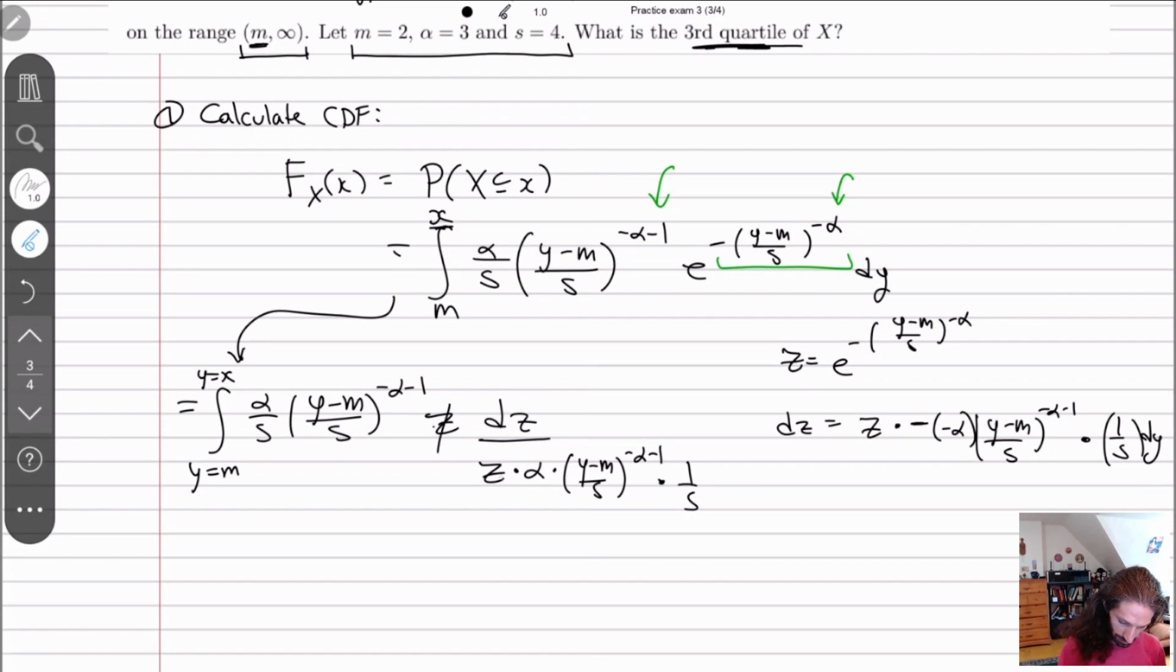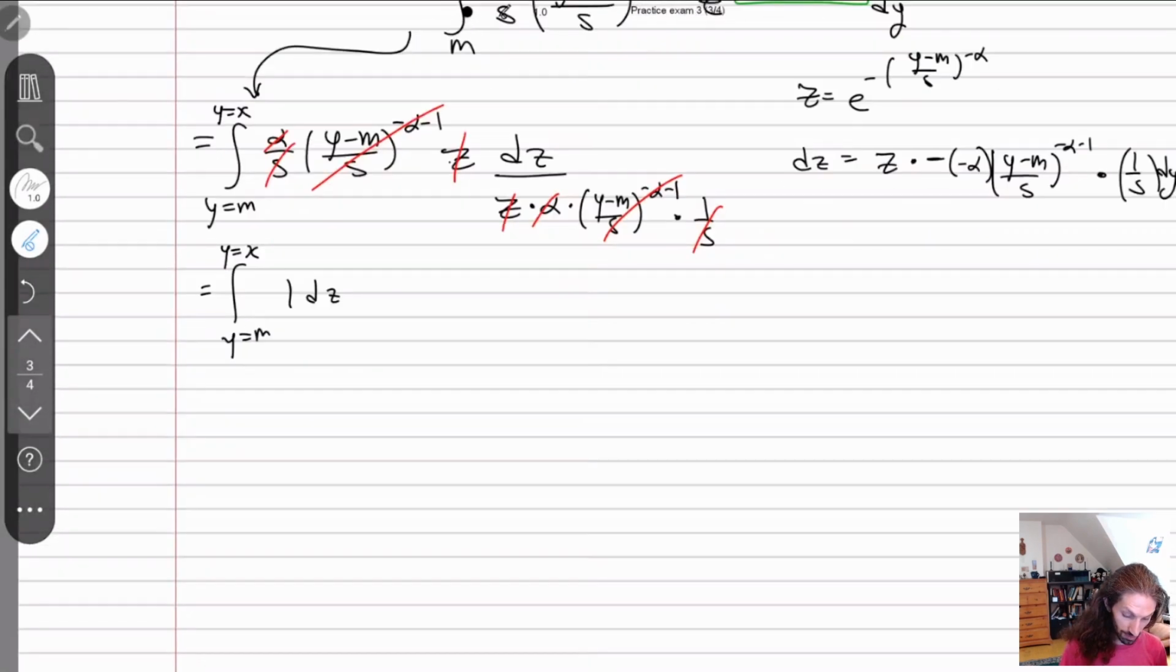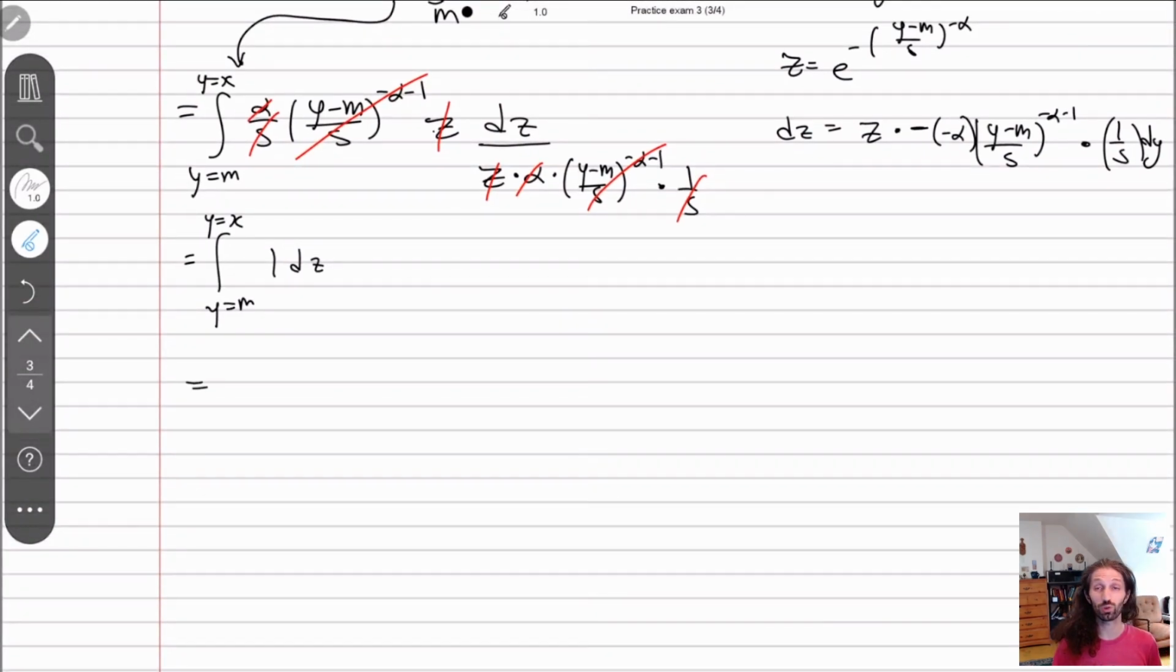The z's here cancel. Here, I should do this in a different color. The z's cancel. Here the alphas cancel. The 1 over s's cancel. And also this whole thing cancels. They're all the same. So basically everything cancels. So in other words, I'm left with the integral from y equals m to y equals x of 1 dz. And here this is not 2, this should be an integral you know how to do. If you don't know this one, I don't know what to tell you.